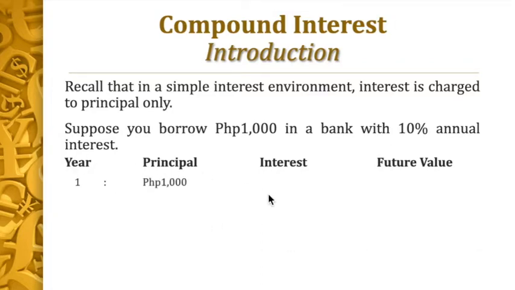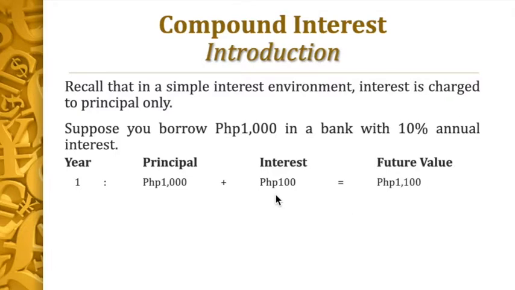For year one, again, you're going to borrow 1,000 pesos. How much is your interest? Simply multiply I equals PRT. 1,000 times 10% of 1,000 is clearly 100 pesos. If we add those, our future value, F, equals P plus I, principal plus interest. So our future value is 1,100 pesos.